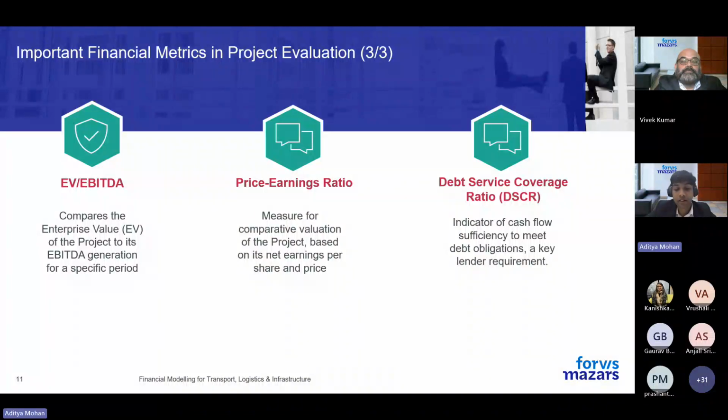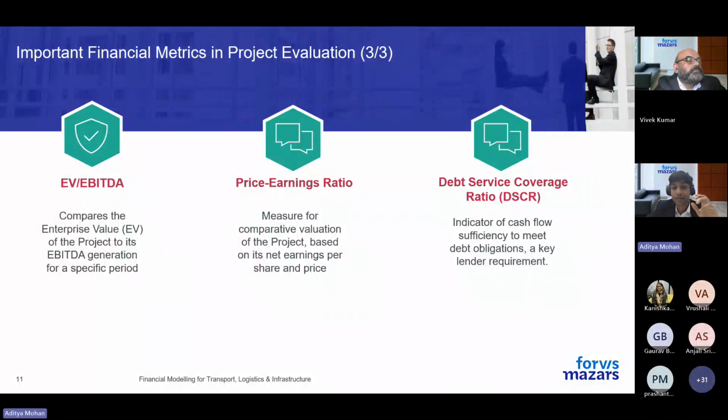Now, DSCR is a key metric which is considered by bankers. DSCR measures how comfortably the project can pay off its debt. It's calculated as cash available for debt service divided by the total debt service, which has interest plus principal. Lenders typically look for a minimum DSCR which is above 1.2.